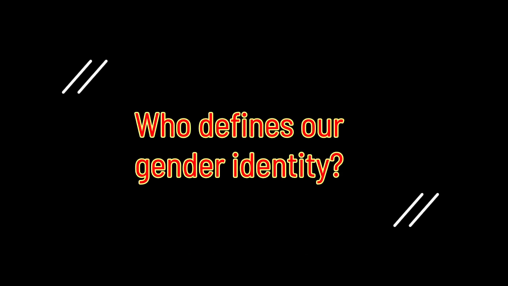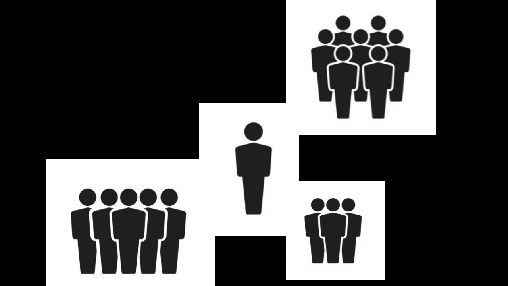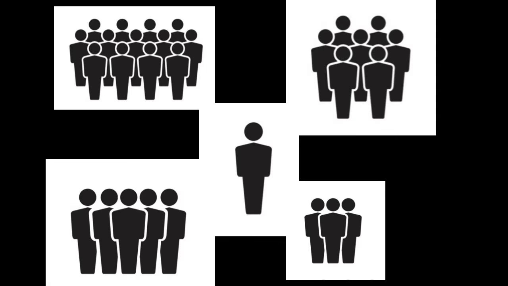So who is it anyway that defines our gender identity? We do. Each of us has our own gender identity, and that is determined by us and only by us. Here's one final term, and that's the term dead name. A person's dead name is what they were called before they transitioned. Trans and gender nonconforming people may take offense when the dead name is used.